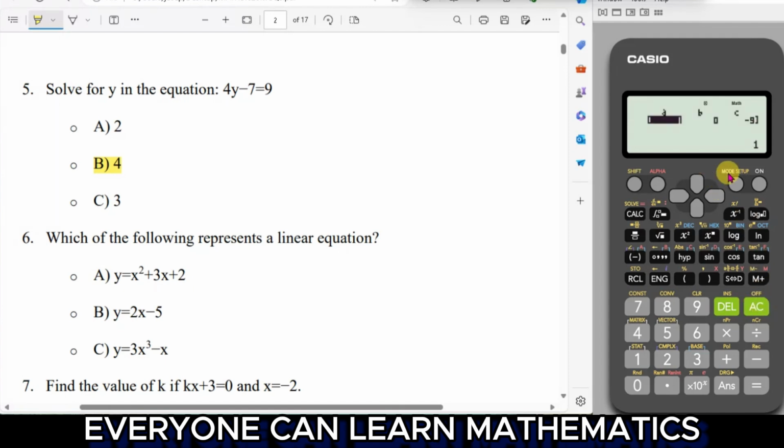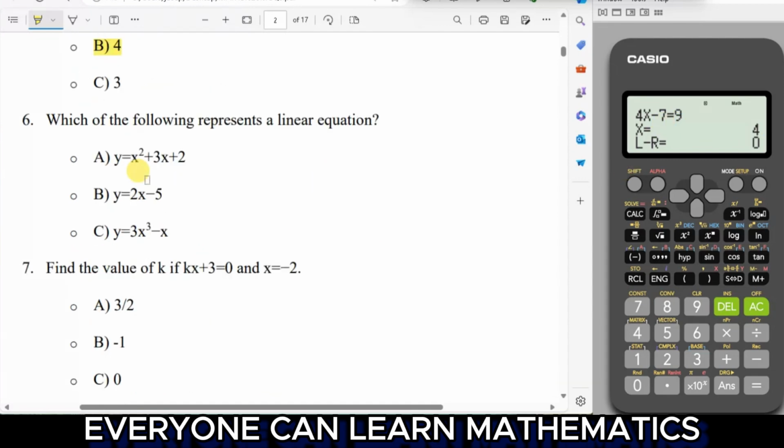Like I said, I'm trying to use the calculator so that we can always get it done. So we have 4, and here we will not use the y, we use x, but just remember we are replacing it with x. Minus 7 equal to 9. Then you solve. Shift plus solve. And you press the equal sign. So the answer is what? 4, which is B.